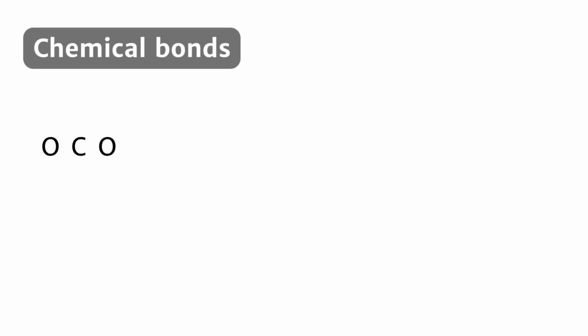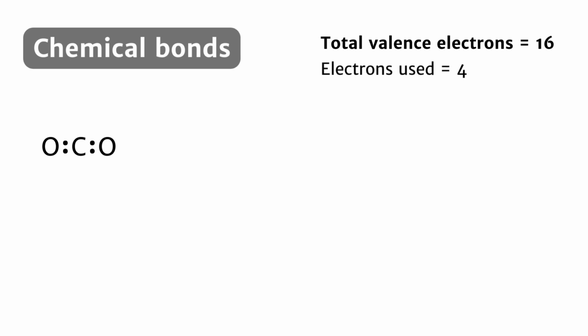Therefore, place 2 electrons on the left side to indicate the chemical bond between carbon and the first oxygen. Similarly, place another 2 electrons on the right side to represent another chemical bond between carbon and the second oxygen. This way, out of the 16 total valence electrons, 4 are utilized, leaving 12 electrons unutilized.